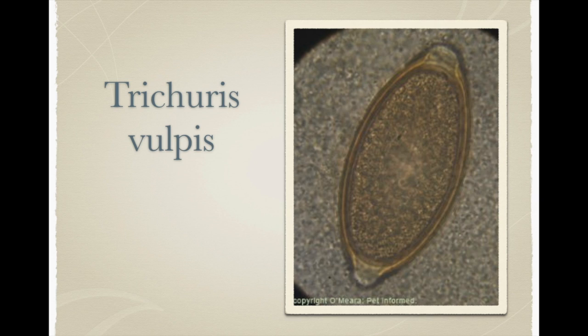And then the next parasite is called Trichuris vulpis. It is not zoonotic. The common name is whipworm. It is in dogs and cats. There's no intermediate host. The appearance is more oval and has two knobs on each end.